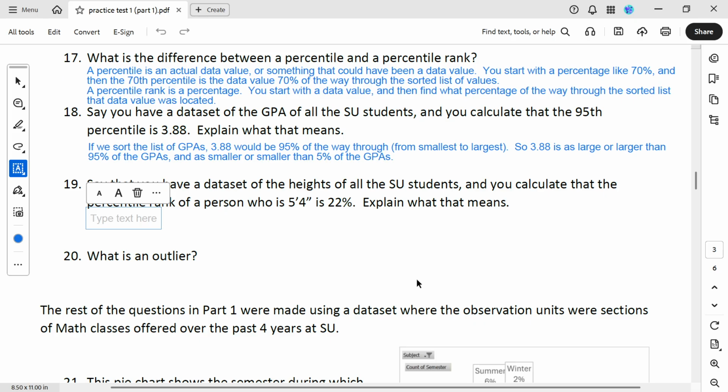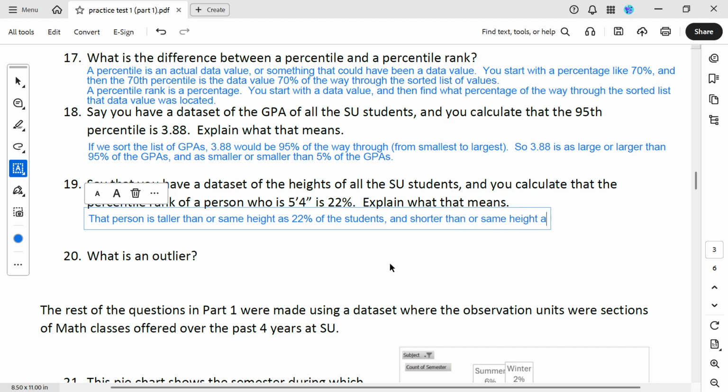Okay, say that you have a data set of the heights of all the SU students, and you calculate that the percentile rank of a person who is 5'4" is 22%. What does that mean? Okay, so that means that that person is taller than or the same height as 22% of the students, and shorter than or the same height as the other students, so the other 78%.